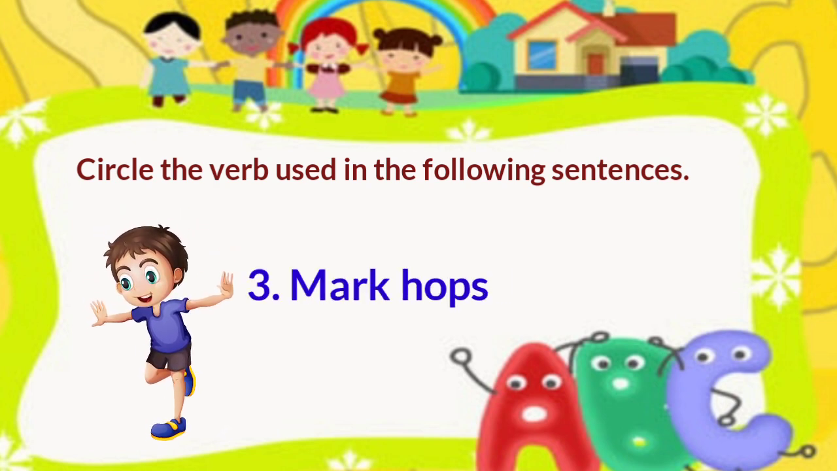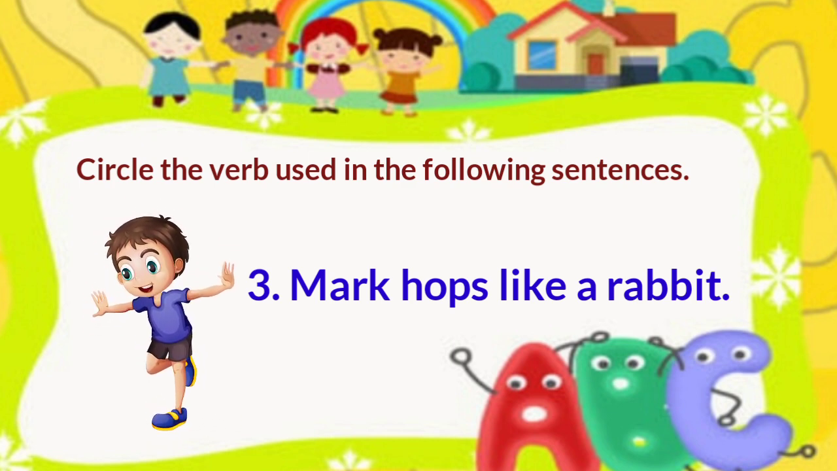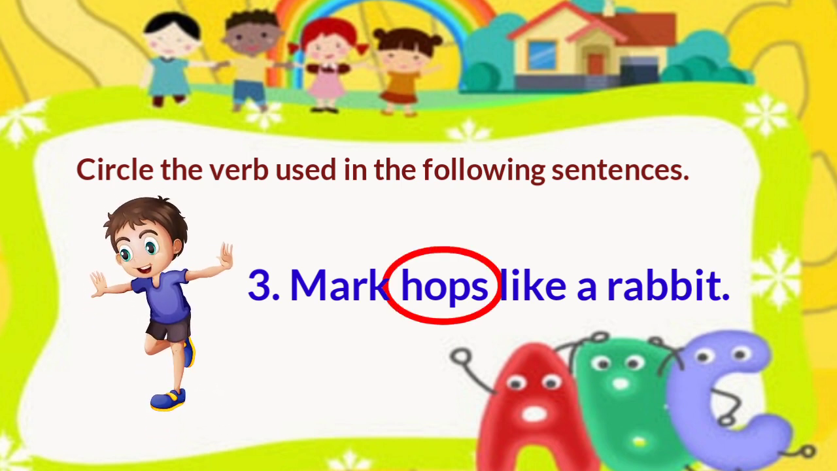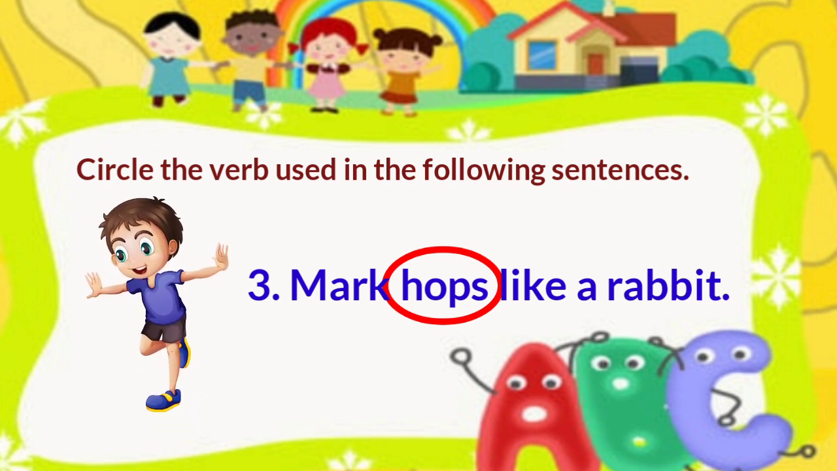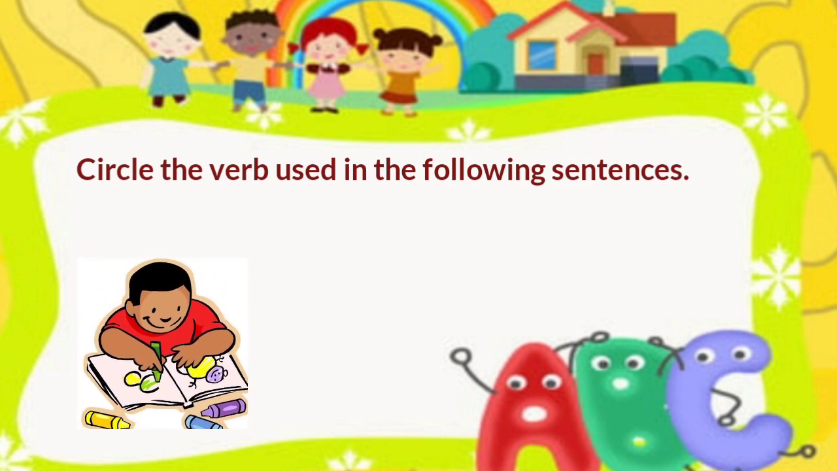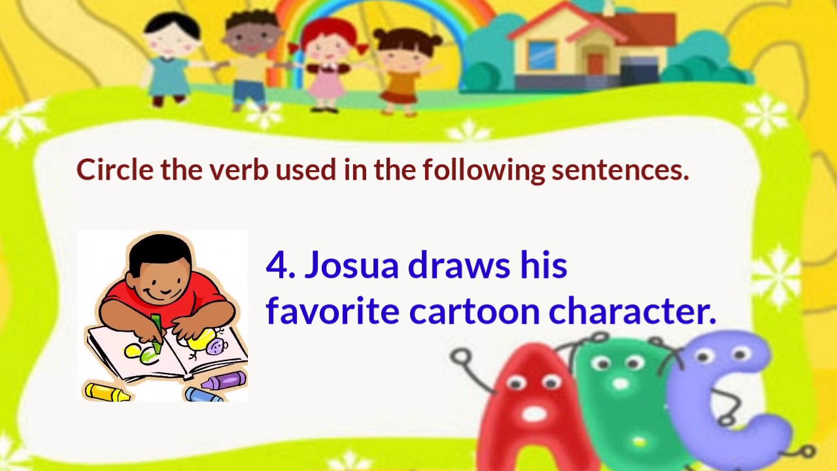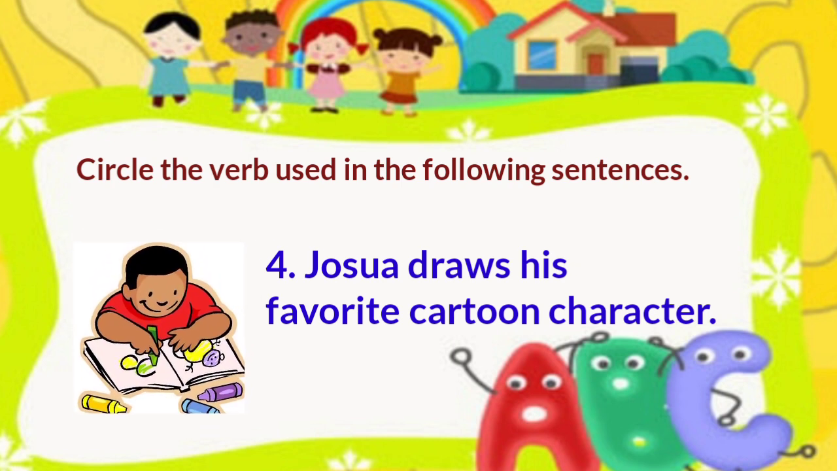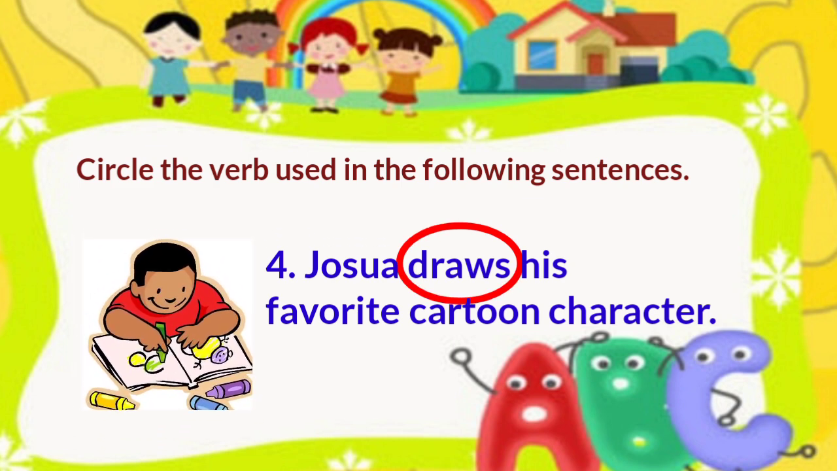Number 3. Mark hops like a rabbit. Hops. That is correct. Number 4. Joshua draws his favorite cartoon character. Draws. You are correct.